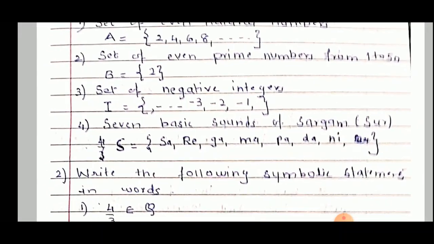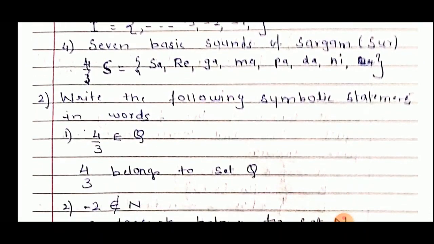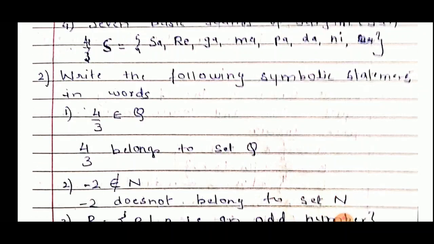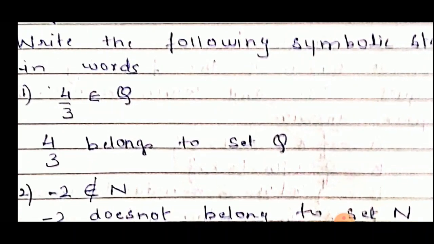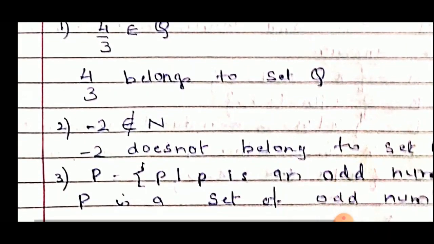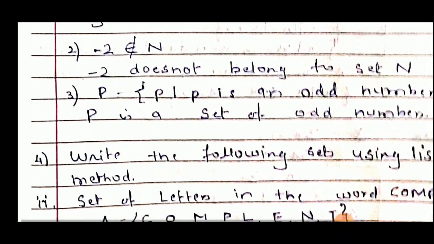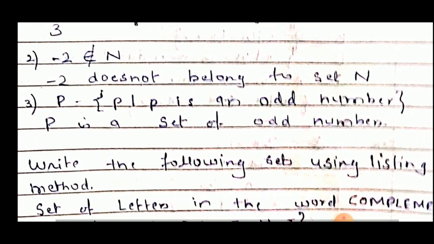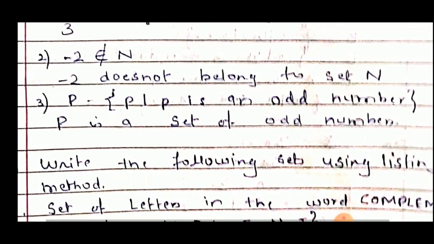Now second example is write the following symbolic statements in words. 4 by 3 belongs to Q. So in statement it will be 4 by 3 belongs to set Q. Minus 2 does not belong to set N. Then P is the set of all P such that P is an odd number. P is the set of odd numbers.